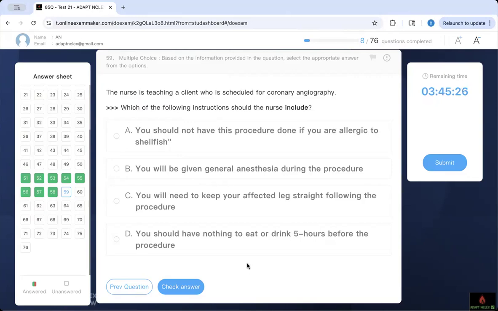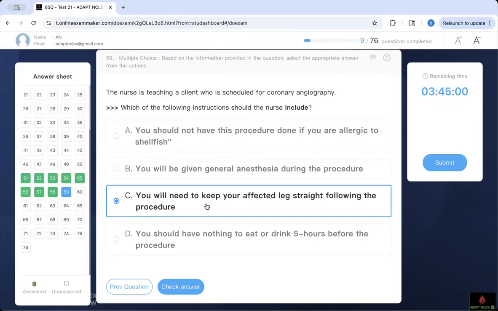What do you think? I can tell you shellfish allergy is not a problem. We need iodine allergy. Nowadays, shellfish allergy is not a problem. Don't pick it. When you see it, it's a trap. I put it at number 1 so that you can pick it. You don't need general anesthesia. Patients are awake. It's a local anesthesia. That affected leg needs to be flat for at least 6 hours. This is good. And you should not drink anything for at least 8 hours. So 4 is the wrong answer.